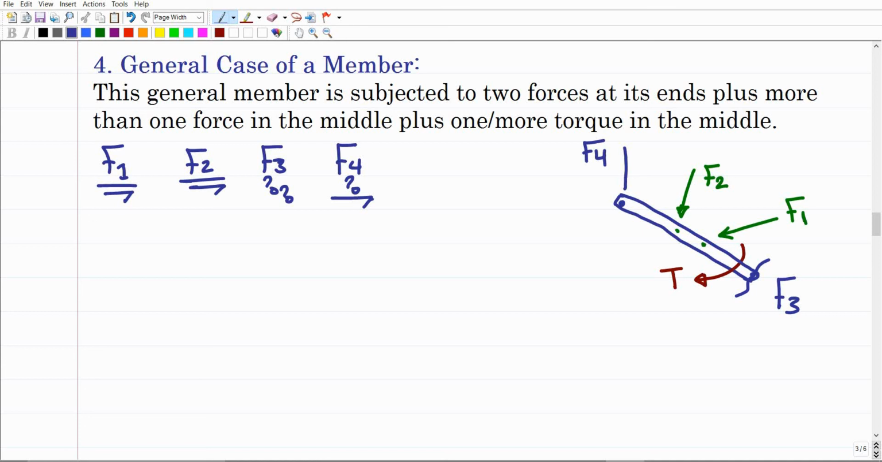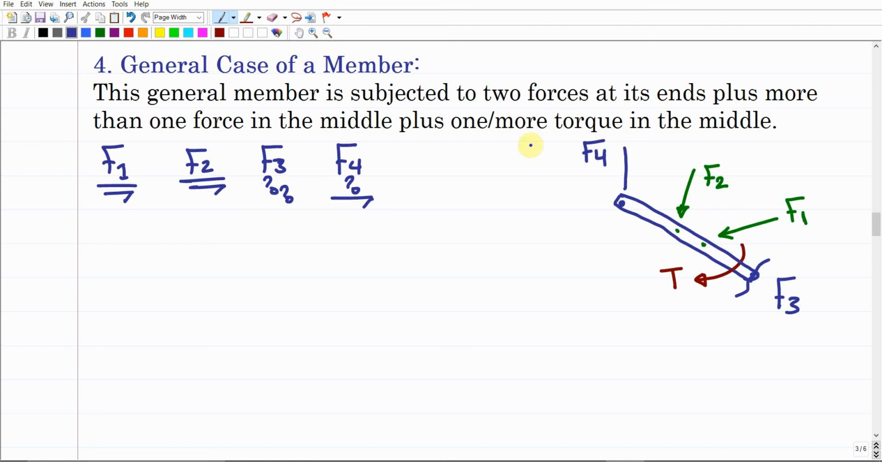So we have three steps to consider for this type of member. First, we combine the two fully defined forces, F1 and F2, into one force. This is step one. Then step two, we combine the resultant force, the summation of F1 and F2, with the torque, into an equivalent force. So we end up with one force in the middle plus the other two forces at the ends. It means we end up with a three force member, so we can do analysis for it as we explained before. This is the third step.